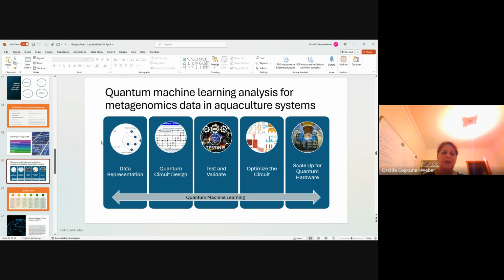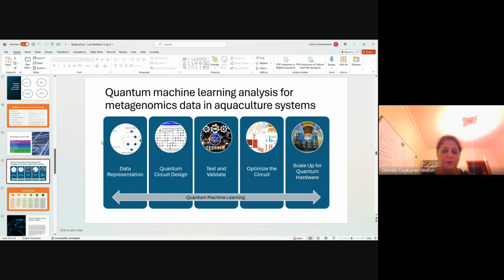Next, we test and validate. We evaluate the performance of the circuit in processing the metagenomic data and generating meaningful insights about the microbial communities in the aquaculture system. We fine-tune the quantum circuit by adjusting the parameters, gate sequences, and data encoding schemes to optimize the performance and accuracy. We usually iterate on the circuit design based on feedback from the simulation results and experimental validation.